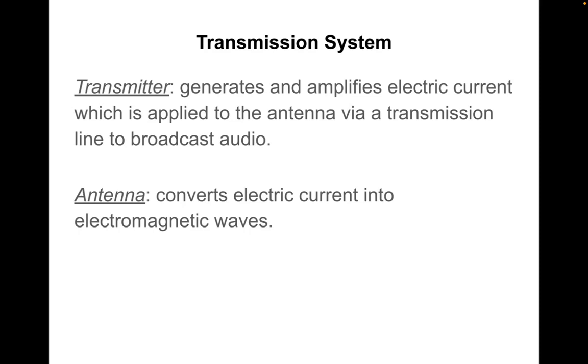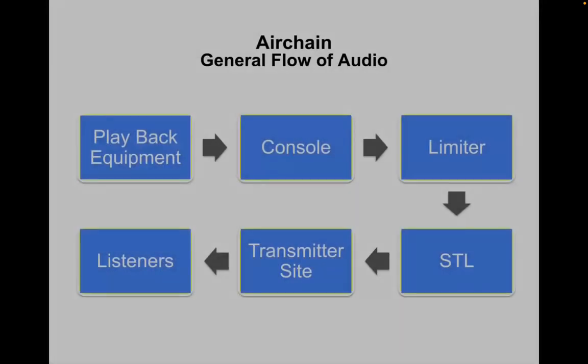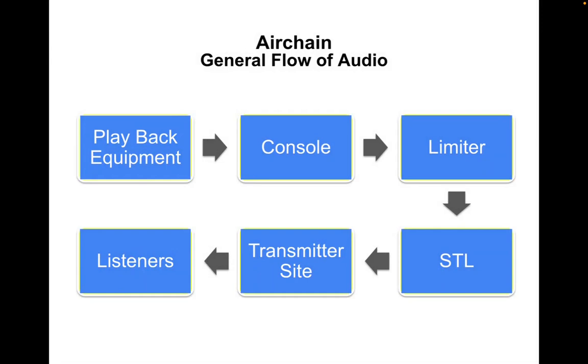And finally, the antenna is what converts that electric current into electromagnetic waves or radio waves that are transmitted and received by your radio receiver. Here is a diagram of the air chain or general flow of audio.